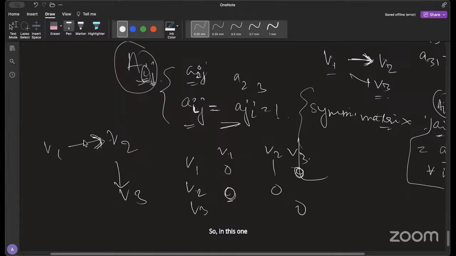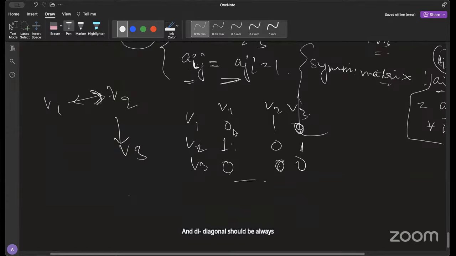And if it were both ways, then you put 1 here, and then we'll have a 1 here, right? And from V2 to V3 there's again 1. V3 to V2, no edge, so you should have a 0 here. And what's left, V3 to V1, is also 0. Is this okay? Look at this: the diagonal should always be zeros, because from V1 to V1 we don't consider any edge. Ma'am, you are considering row and then column, right?